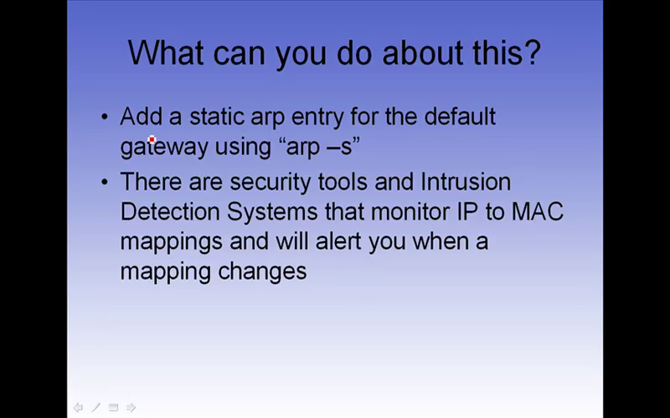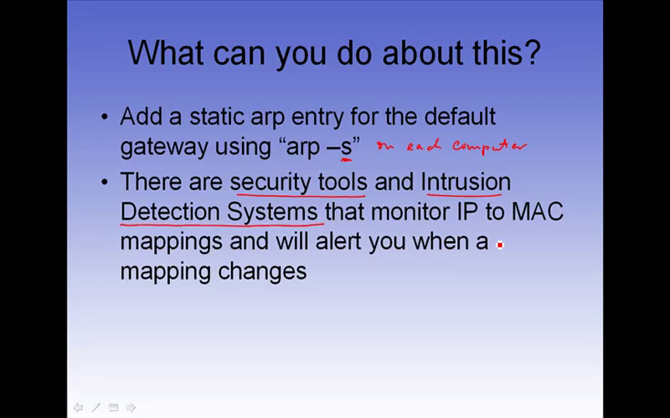So what can we do about this? You could add a static ARP entry for the default gateway using arp -s, which stands for static, on each computer. Now that's going to take a little time, but it is a solution. There are also tools and intrusion detection systems, or IDSs, that monitor IP to MAC mappings and will alert you when a mapping changes.